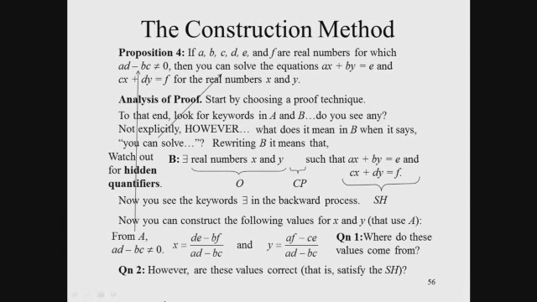So again, let me summarize. With the construction method, you have to go and construct the objects, in this case real numbers, and you have to show that they are the correct ones, that they satisfy the certain property and the something that happens.